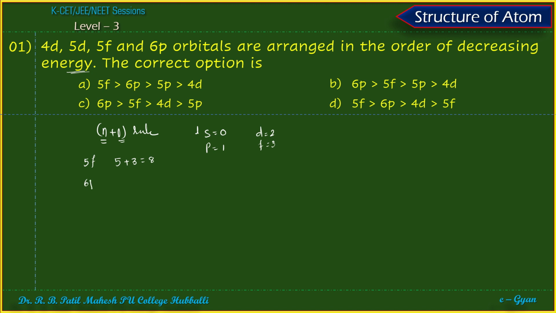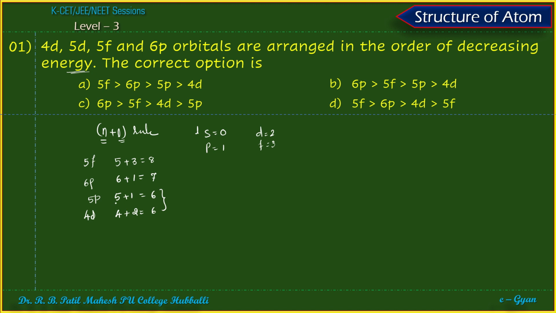Next one, 6p. n is 6, that is, the principal quantum number is 6, and l value for p is 1, which is equal to 7. Next comes 5p. Dear students, we are following option A. Next is 5p, where n value is 5 plus p is 1, which is equal to 6. Next, 4d, where n value is 4 and for d, l is 2, which is equal to 6. So there are 2 orbitals which have the same energy.